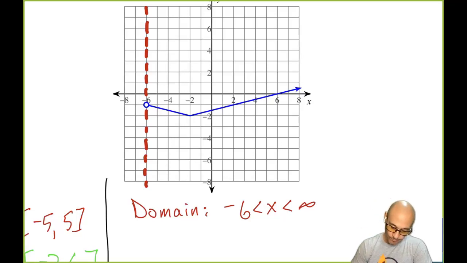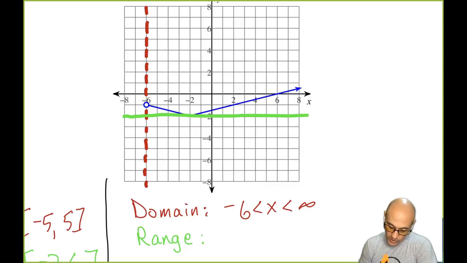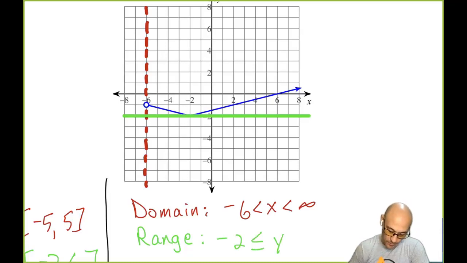I digress. The range here, the smallest y value that's possible, is this point right here. So notice that that is a possible y value, so I'm going to do a solid line there because it can equal that. That's negative 2 is less than or equal to y. And again, although this isn't going up very fast, it is going up, so it's less than infinity. It'll continue to go up forever.